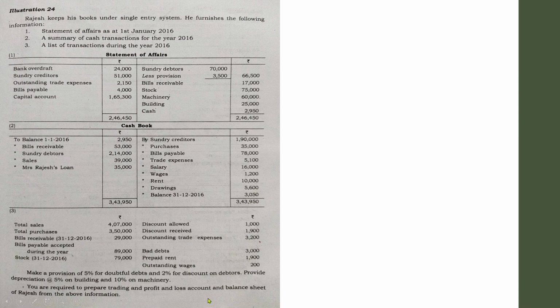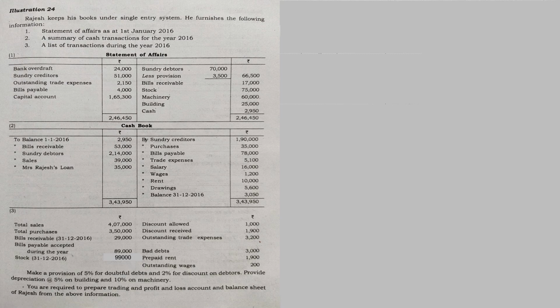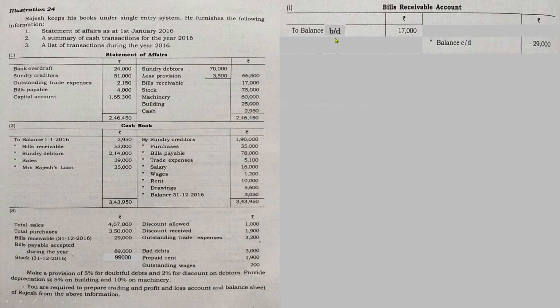So first of all, let us prepare the various ledger accounts. Let us begin with the bills receivable account. Make sure whether opening and closing balances are given or not. Opening balance is here, closing balance is here. So write down the respective balances. Opening balance is to balance brought down 17,000, not carried down, it is brought down. And closing balance is 29,000.